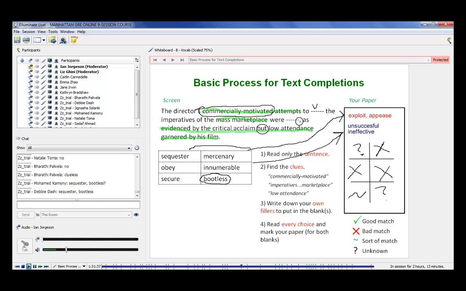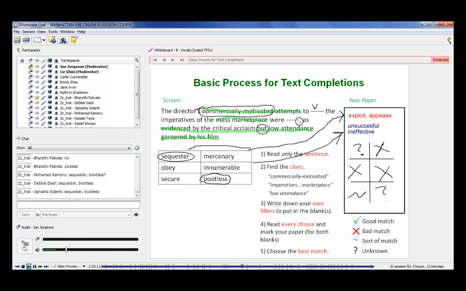Now, we didn't like secure very much, so Debbie and Muhammad are both saying sequester has to be correct. If we don't like secure very much and we know obey is wrong, then sequester has to be the right answer. And this is what we're doing. This is our last step. We're going to have to choose the best match. So people are saying we're choosing bootless and sequester. Okay, what do you guys think? Give me a smiley face if you like that pair.